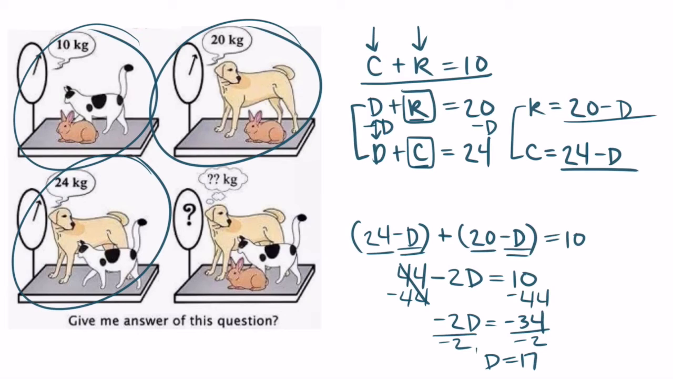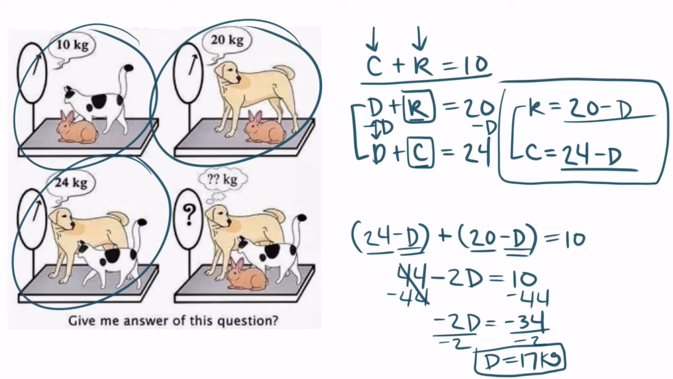So now we know the dog's weight. The dog is 17 kilograms. But they don't just want the dog's weight. They want what the combined weight of all three of them are going to be. So we need to figure out from here what the cat and rabbit equal, which is nice and easy because we created these equations already, which tells us rabbit equals 20 minus dog and cat equals 24 minus dog. So we can just plug in there.